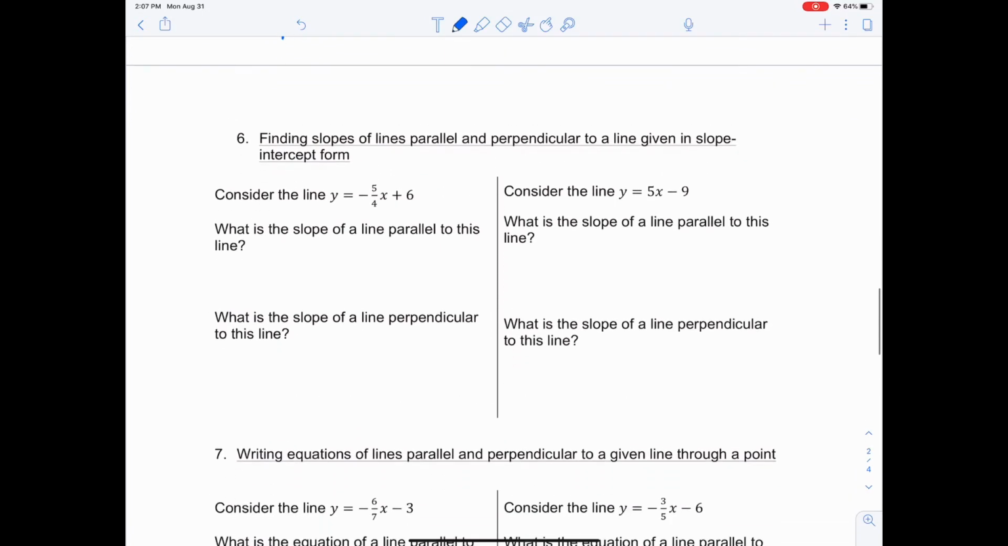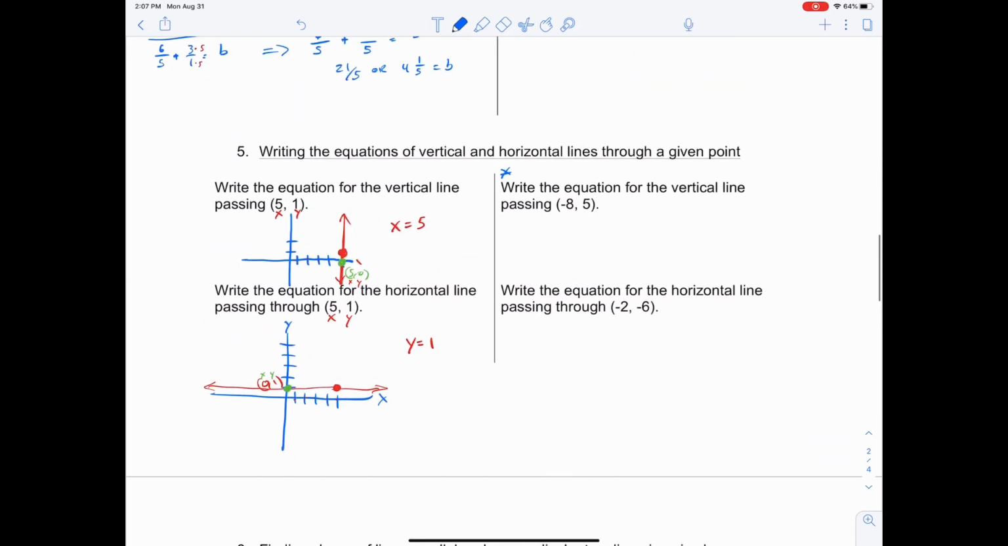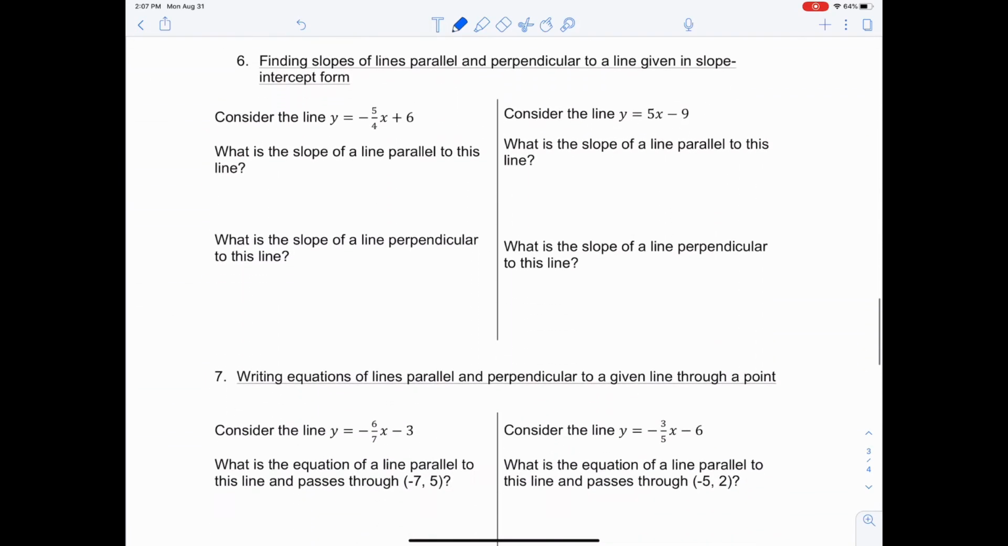Let's look at number 6 here. Finding slopes of lines parallel and perpendicular to a line given in slope-intercept form. So we have y equals mx plus b form right there. What is the slope of a line parallel to this line? So a little bit of knowledge here, and kind of something that will help you just remember.